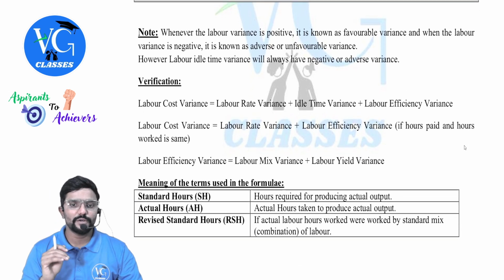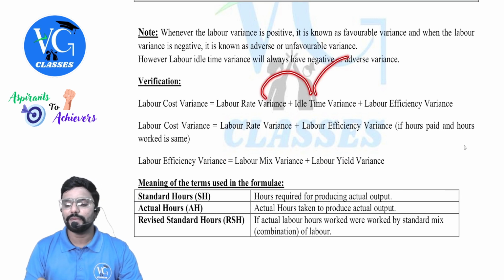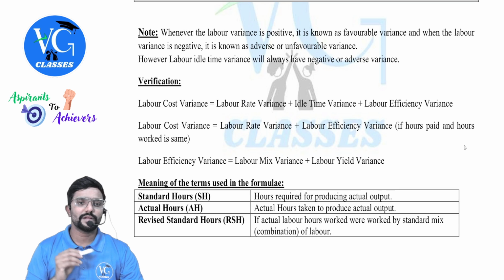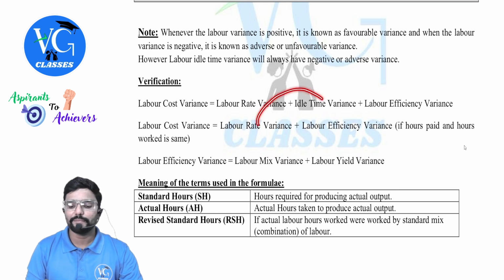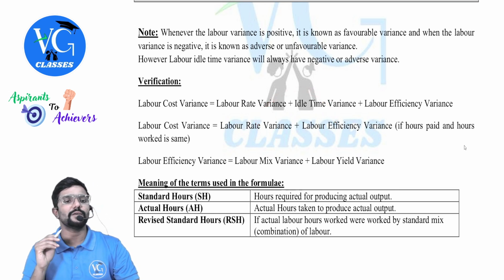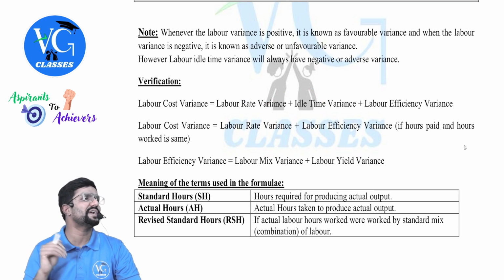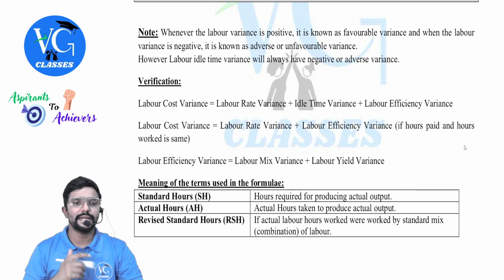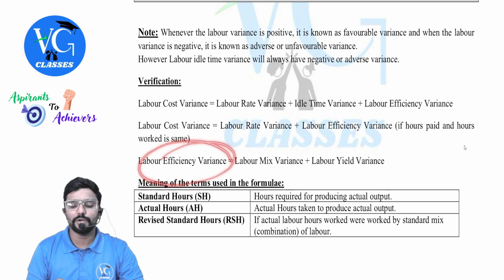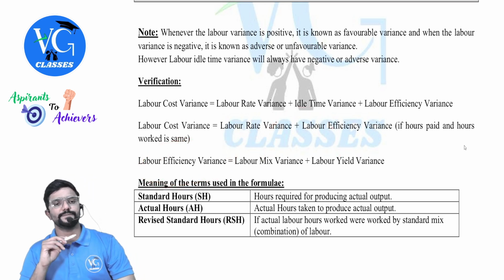Verification. Labor cost variance is equal to what? Rate plus idle time plus efficiency. Labor cost variance is equal to labor rate plus efficiency if hours paid and hours worked are the same, that means when there is no idle time. Labor efficiency variance is equal to mix and yield.